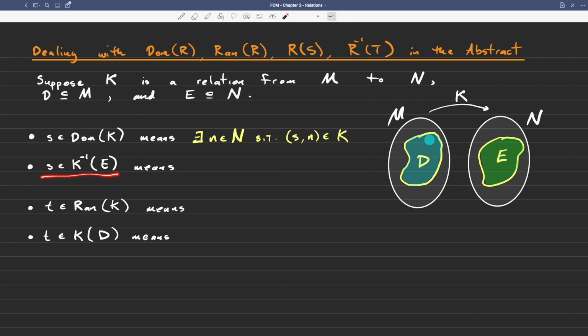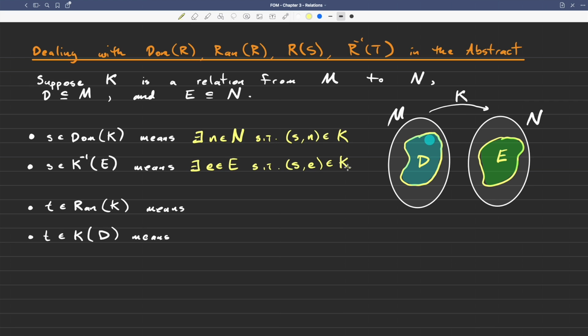So this, S is in the preimage of E. Well, when something's in the preimage, it's a first component, and the thing that it's paired up with as the second component lives in E. This means there exists some little e in big E such that (s, e) is in K. See how domain and preimage are very similar? Preimage is like domain where you've specified what the range values have to be.